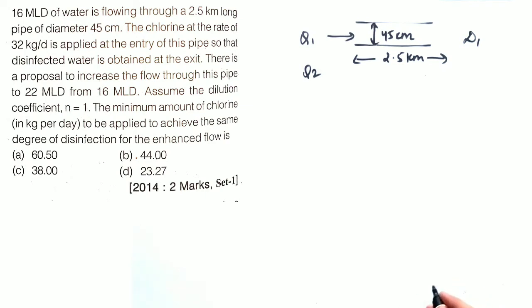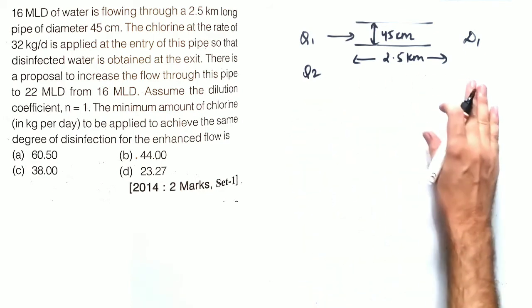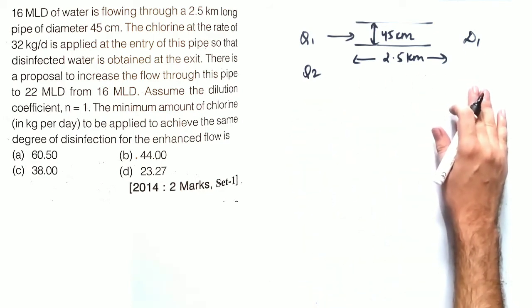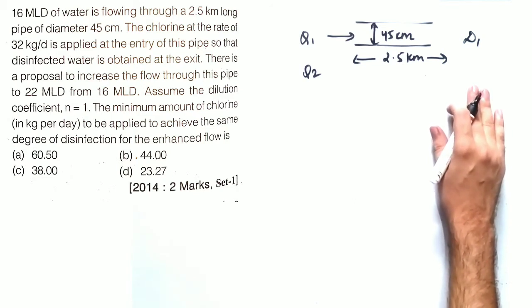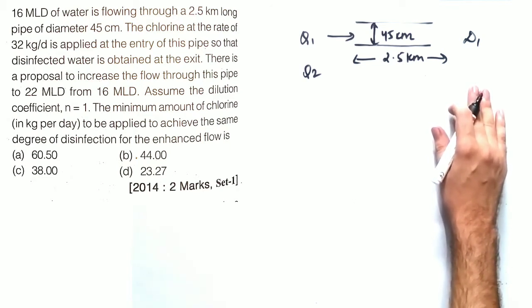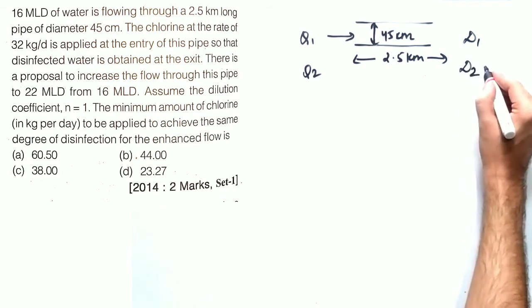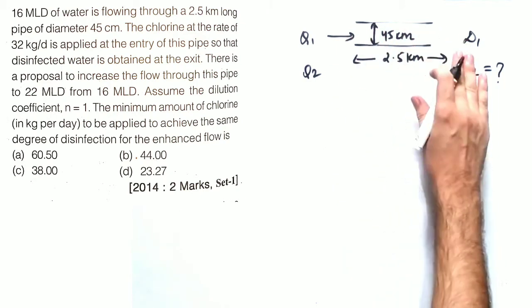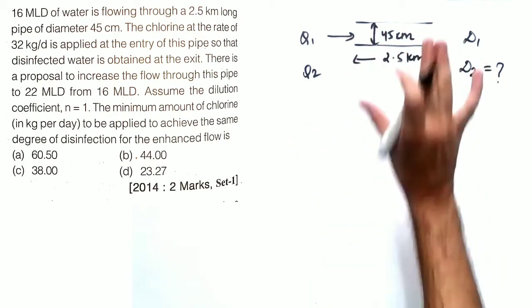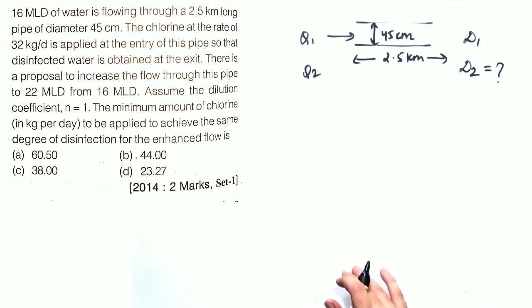Later on, since the discharge has increased, the dosage should also change. I hope so. What do you say? Yes, the dosage will also change, and the dosage should increase as the discharge is increasing to achieve the same degree of disinfection. So the dosage should be increased to D2. What will be the value of this D2? Q1 is given, D1 is given, Q2 is given, dimensions of the pipe are given, and you are asked to calculate the value of this dosage.